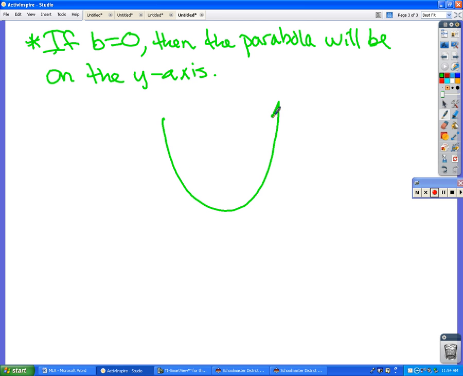So this is my parabola. The vertex is that point right there in the middle. Okay? So today what we're going to do is figure out how to find the coordinates of that point. And then tomorrow we're going to figure out how we can use that to make the graph. All right? Are you ready? It's going to be fun.